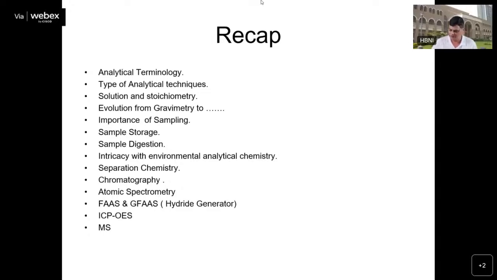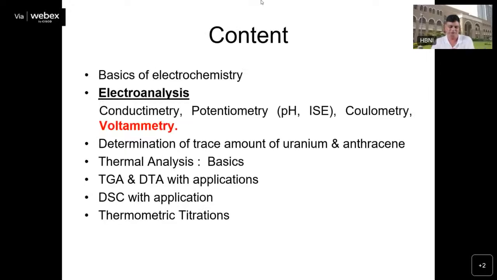Now, coming to today's lecture. Today we are going to discuss the basics of electrochemistry and then electroanalysis. Basically, today we are going to discuss electroanalysis. But before going to electroanalysis, we will go through some basic terminology of electrochemistry. And then in electroanalysis, there is conductometry, potentiometry, coulometry and voltammetry.